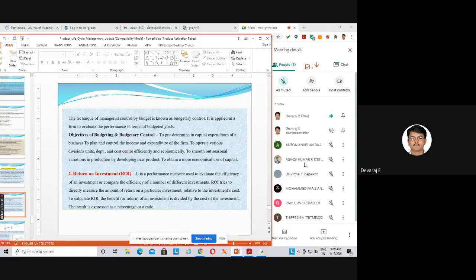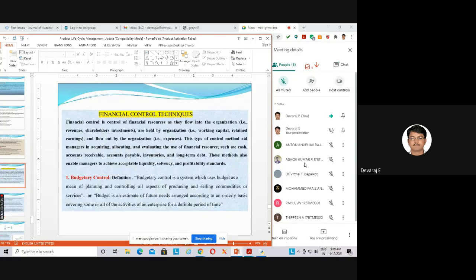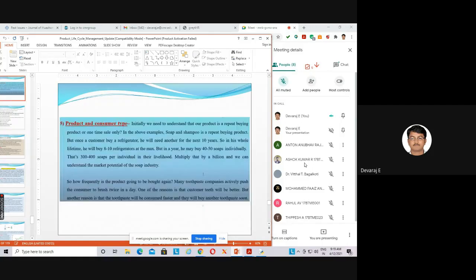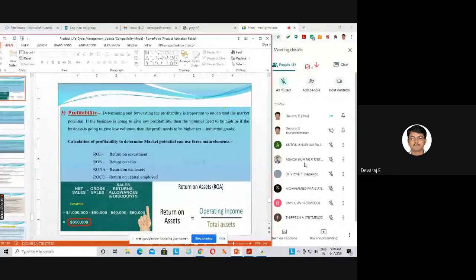If you use it in all the processes from the first stage to the last stage, and if you are able to control the budget, or control the money, then we can generate more revenue for our company. Then return of investment. This also is very important. Actually, this technique I told you in the previous class. So you can see here, return of investment.